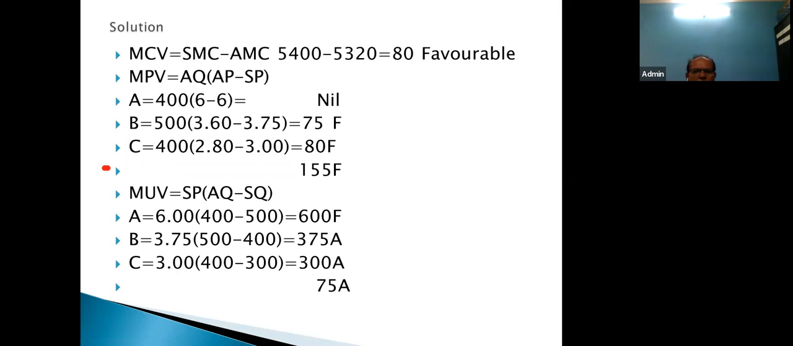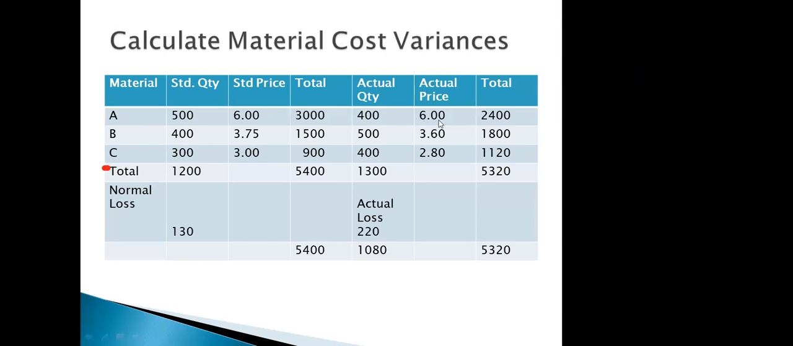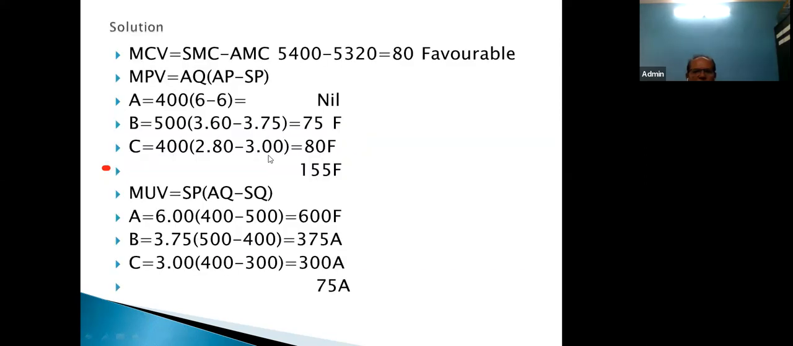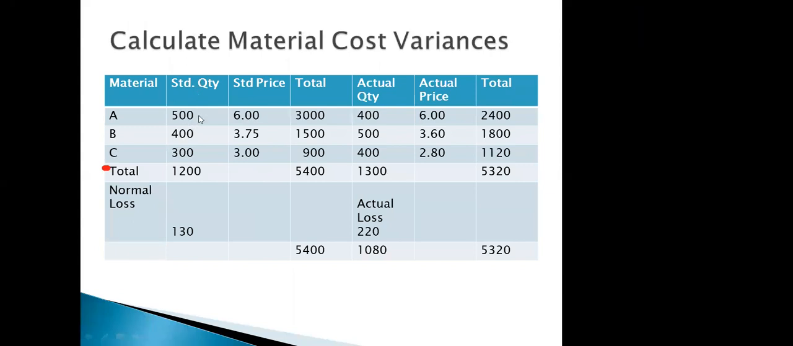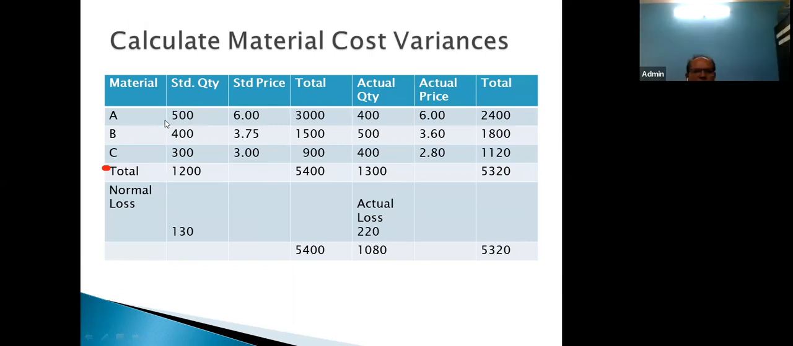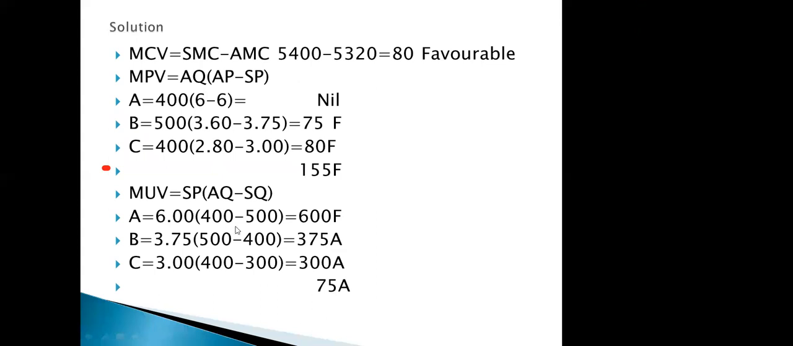मी तुम्हाला क्वेश्चन पार्ट दाखवतो. ए ची ऍक्च्युअल क्वांटिटी बघा. ए मटेरियल ऍक्च्युअल क्वांटिटी किती आहे? 400. आणि प्राइस 6 रुपीज, बरोबर ना? तेच आपण इथं फॉर्म्युलामध्ये टाकलेलं आहे. 6 रुपीज आणि हे 400 मायनस स्टँडर्ड क्वांटिटी. स्टँडर्ड क्वांटिटी किती आहे? ए ची इथे दिलेली बघा 500, बरोबर ना? ए ची स्टँडर्ड क्वांटिटी 500 ए मटेरियलची आहे ना? हो. ओके.